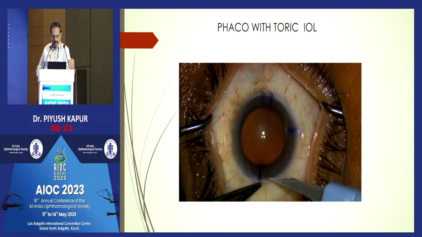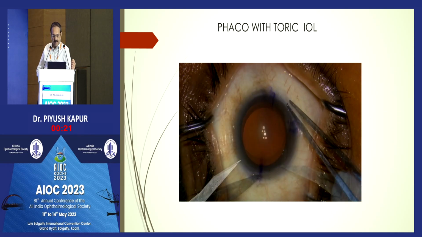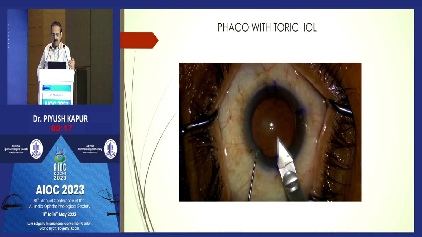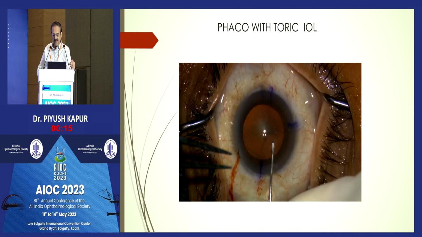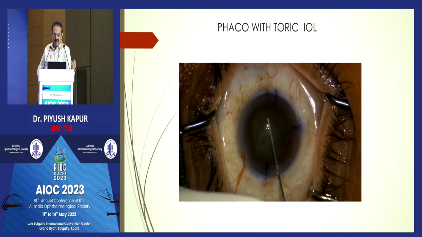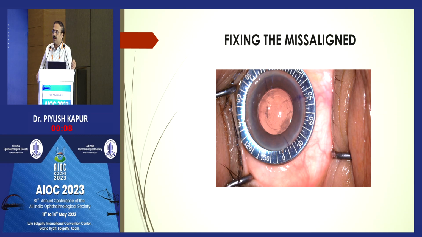I would not go on with the surgery because of paucity of time. Once the alignment has been done and proper surgery has been done, the lens is placed on the desired axis. But sometimes these accuracies cannot really be attained. There is always a scope for error, and this was one case which I did, where the lens was present at almost a 90-degree rotation.